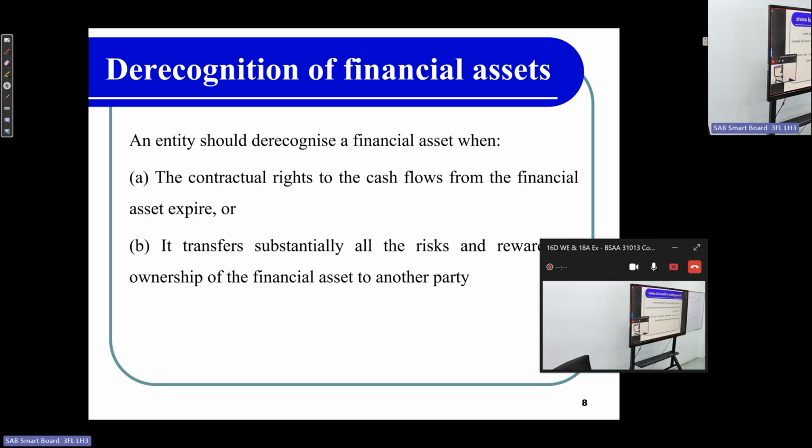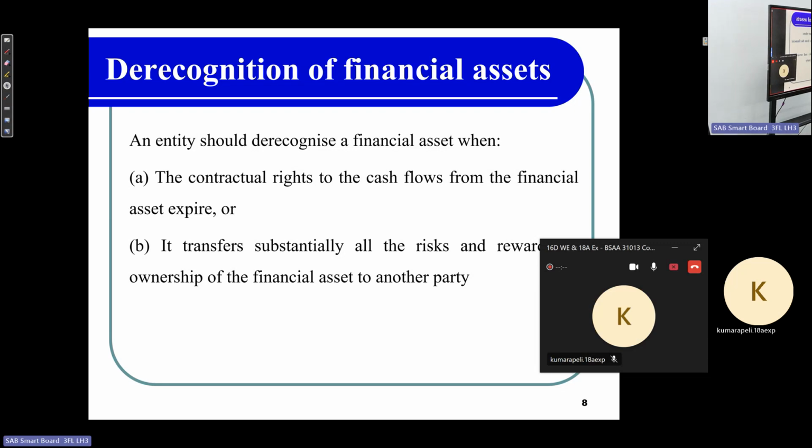Write down these two criteria for derecognition of financial assets. One of the criteria: the contractual right to cash flows expires. If we don't have the right to get the cash flows, then we need to derecognize. The second: substantial risks and rewards of ownership are transferred to another party. If one of these two conditions is satisfied, we need to derecognize the financial assets.